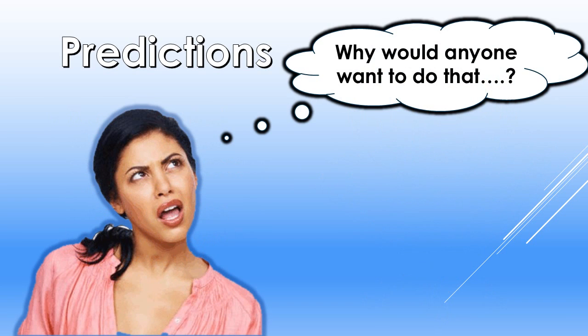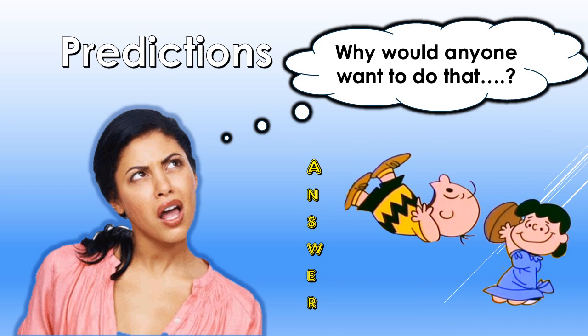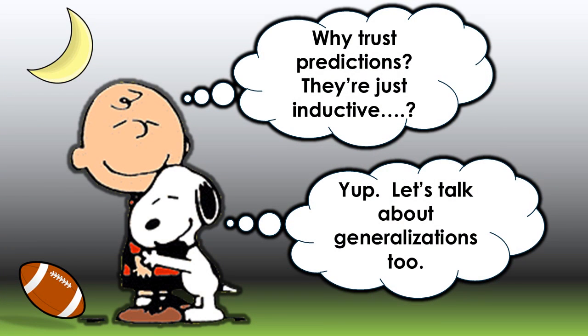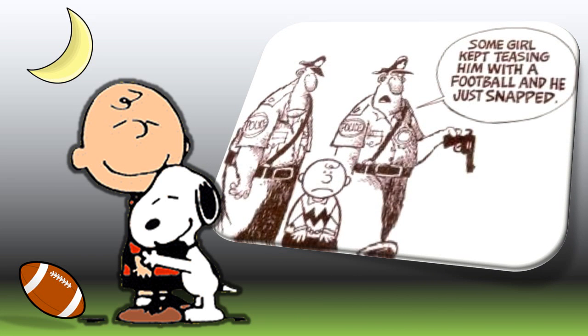So why would you want to stick your neck out like that? I guess George Santayana said it best. Those who do not learn from the past are condemned to repeat it. So I guess in general, Peanuts characters just are not very good at induction. They're inductive skeptics, I guess. They don't trust generalizations and don't trust predictions. But for people who do such, I guess there's a risk to be taken.